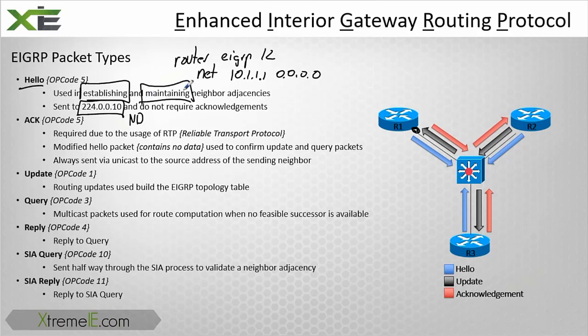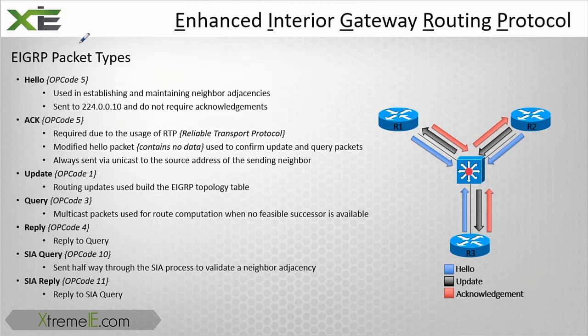They're going to have an interval where they get sent out, and they're going to typically go multicast to ensure that we still have an adjacency. Now, you may notice that the opcode of a hello packet is the same opcode as an ACK packet. The reason is that an ACK packet is simply a modified hello packet without any data. So the hello packet is going to contain all those different fields that we talked about. It's going to contain the autonomous system. It's going to contain the version.